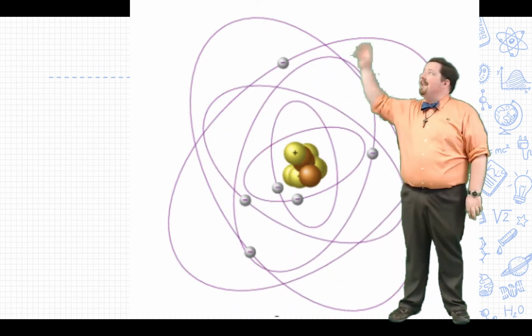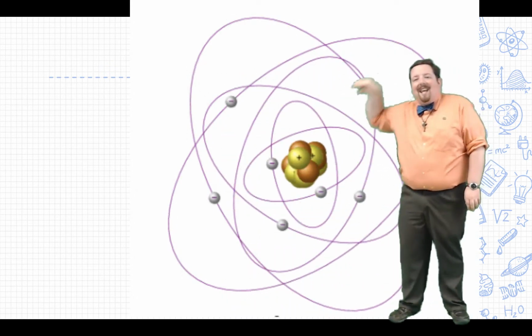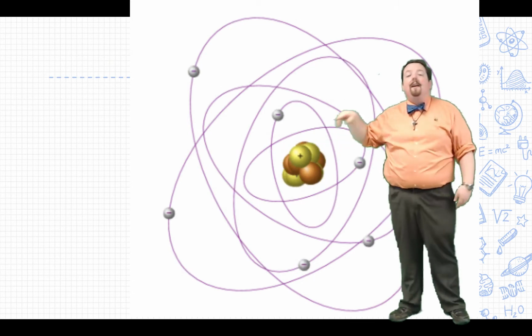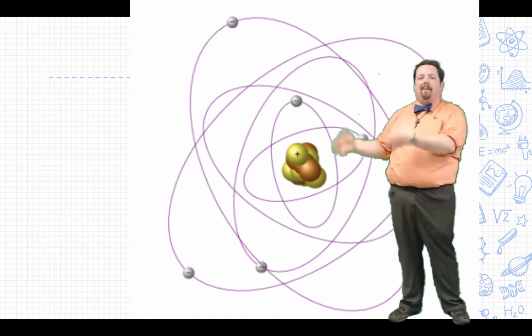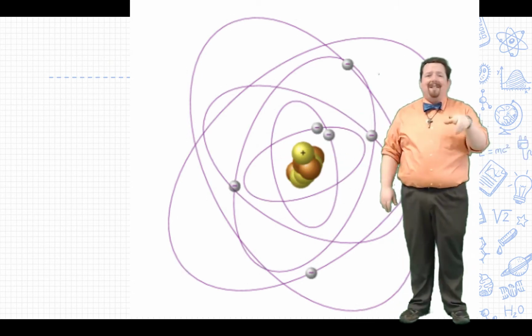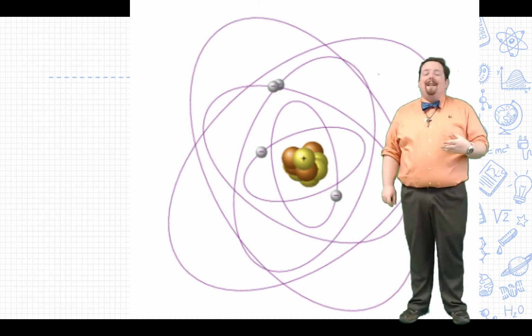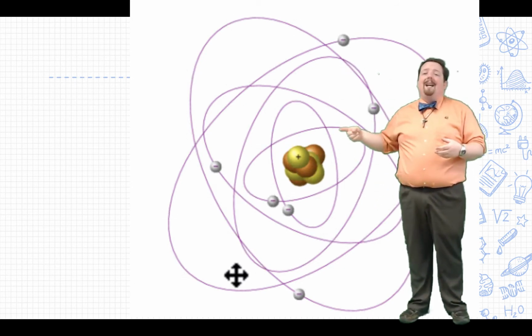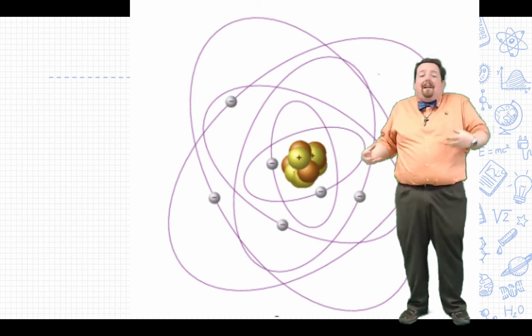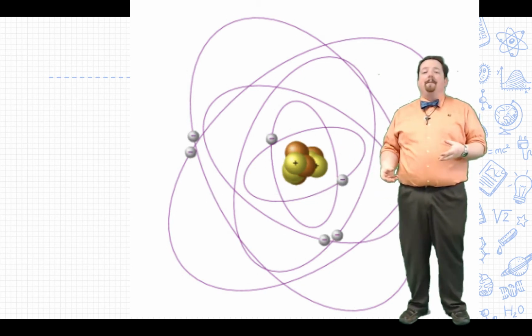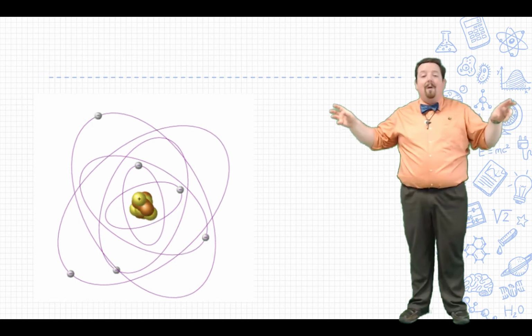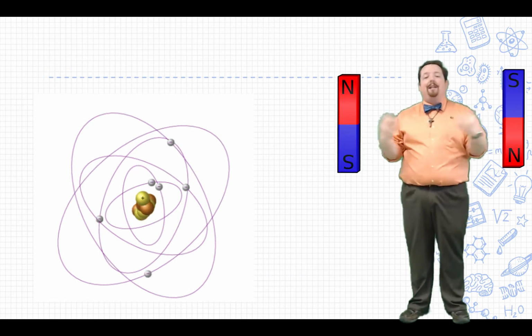Now, if you've ever learned anything about magnets, you should know that similar charges repel each other and opposite charges attract. So why then do the electrons not exist in the nucleus with the protons? If electrons are negative and protons are positive, shouldn't they attract each other? The answer to that question is actually fairly simple. These electrons are moving around so quickly that they don't actually have a chance to feel that attraction from the protons.